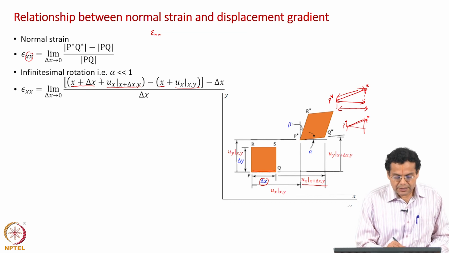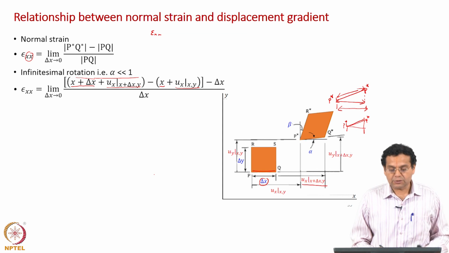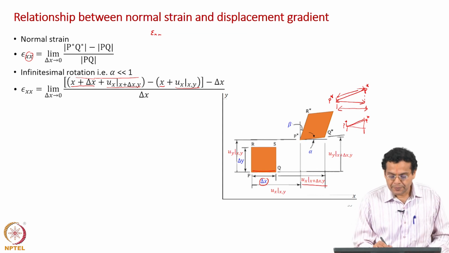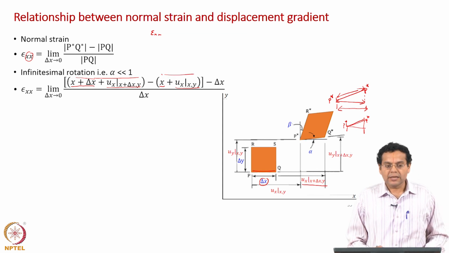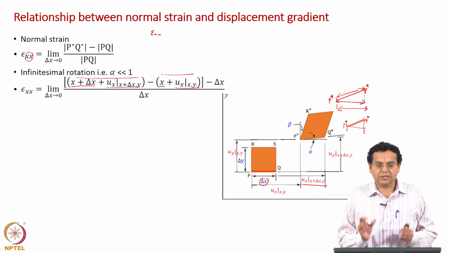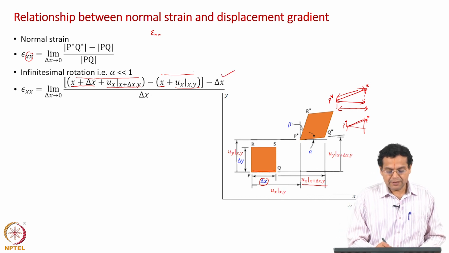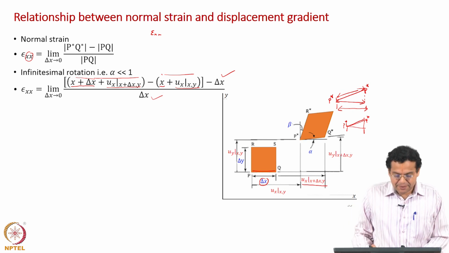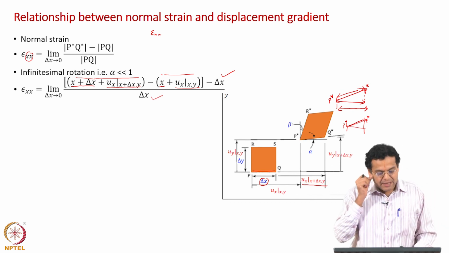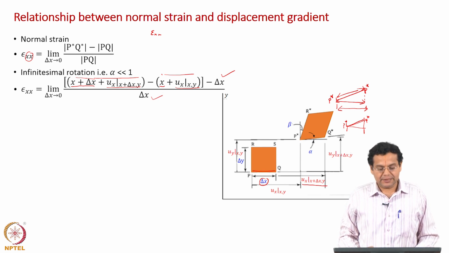So, the entire bracket tells you the x coordinate of Q star, and these two put together tell you the x coordinate of P star. When you subtract, you will get the length of the projected P star Q star, that is the new length. The old length is delta x, divided by delta x. Let me repeat again. We want to find out the new length minus old length by old length.